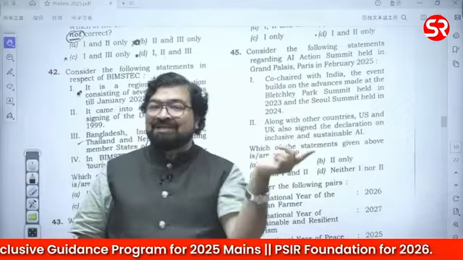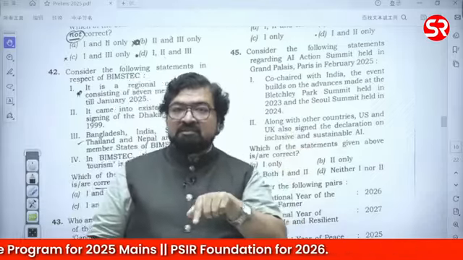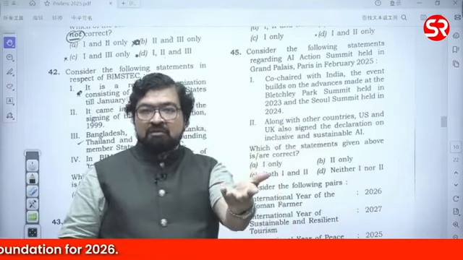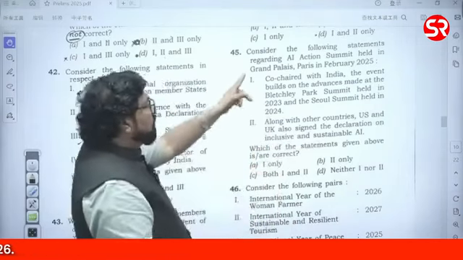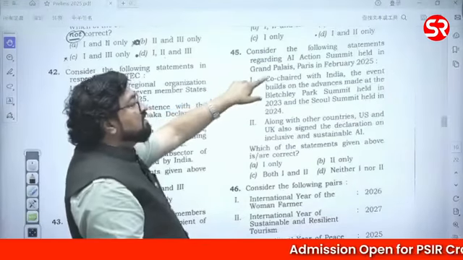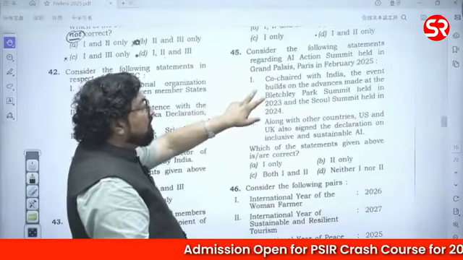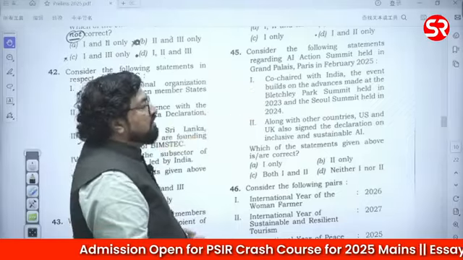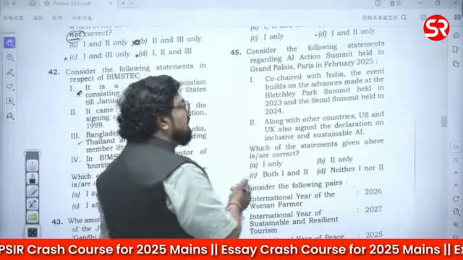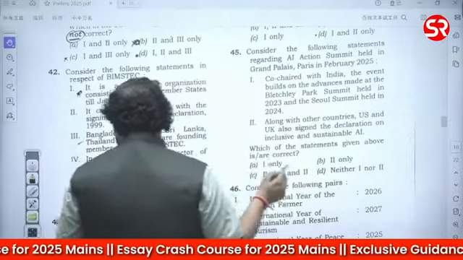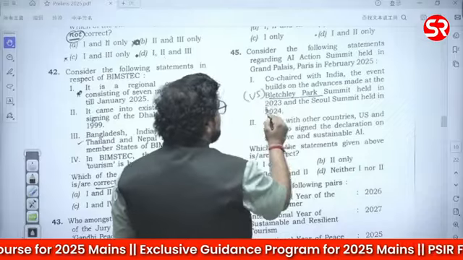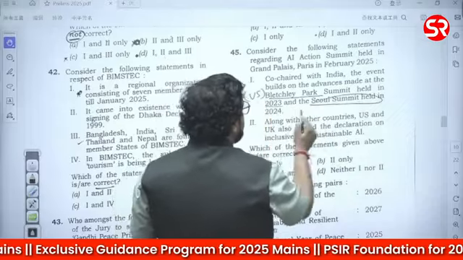Why? Because of AI, artificial intelligence. The global summit which was held in France, where the Prime Minister of India went to attend this summit. Now, consider the following statements regarding the AI Action Summit held in Grand Palais, Paris in February 2025, co-chaired by France and India, right. The event builds on the advances made at the Bletchley Park Summit held in 2023. That was in the UK. That is correct, 2023. And the Seoul Summit held in 2024.